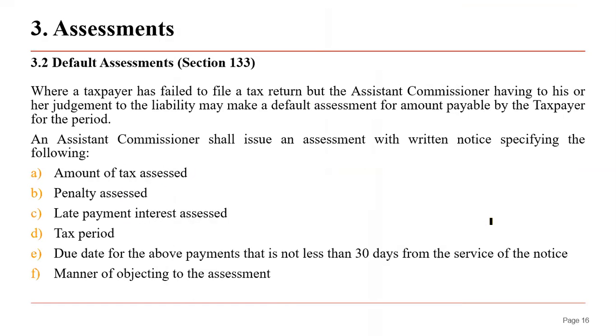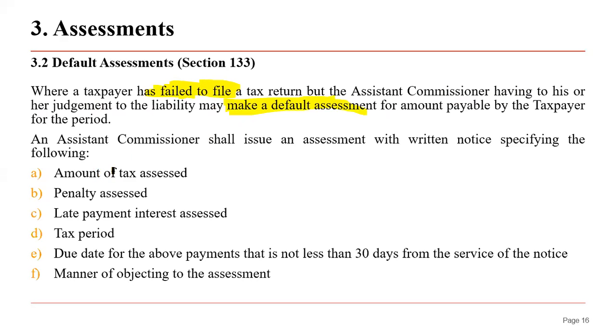So the default assessment also, if you can refer to section 133. The default assessment is what we discuss here. The action verb is failure to file. The taxpayer has failed to file the return. Then the assistant commissioner, with her judgment, will make a default assessment.